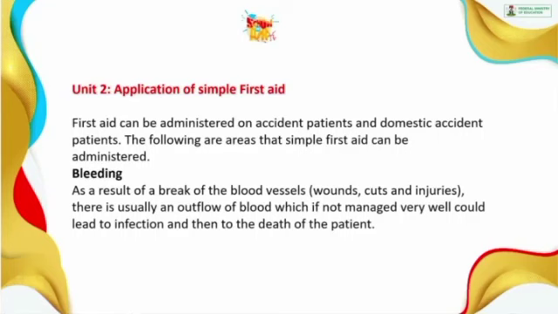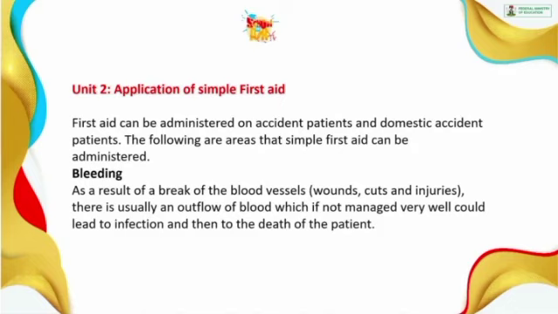In the last episode, we talked about safety, first aid box, and materials that can be found in first aid box and their uses. So in today's episode, we'll start with application of simple first aid. First aid can be administered on accident patients and domestic accident patients. We learned in our previous episodes that there are different types of patients. There are different types of accidents. There's the road accident, there's the occupational accident, domestic accident, and so on.